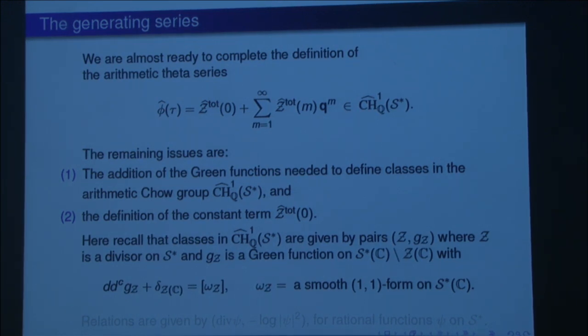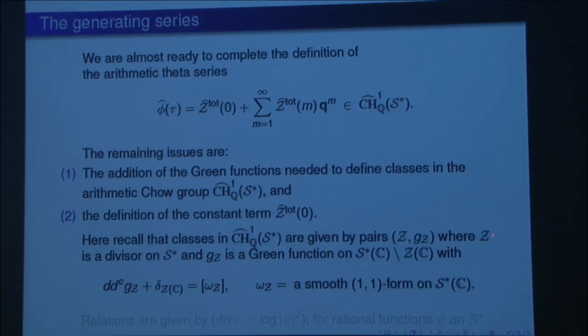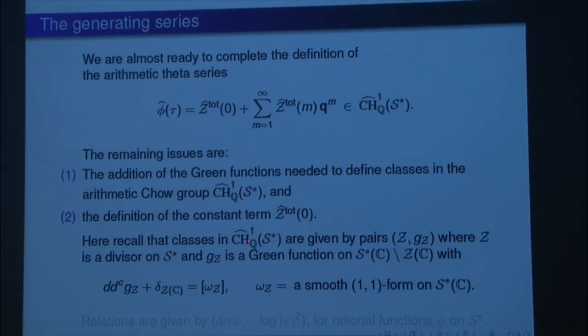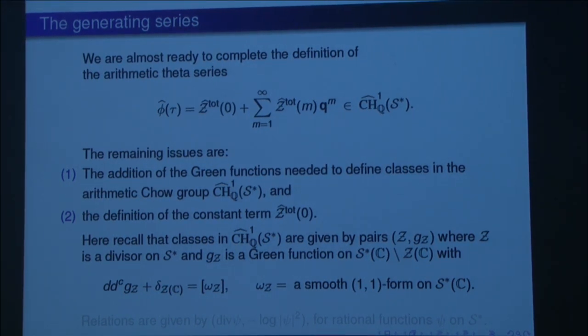And here I'm just reminding you of what it is that I have to do in order to pass from an actual divisor on S star to a class in the Chow group. I need to equip it with a Green's function, which satisfies this Green's equation here. And I'm doing this in the Gillet-Soulé style, so I'm not being careful about a harmonic representative and everything here. You just take anything you get on the right-hand side here. Later on, there'll be some specific choices made. And anyway, the relations are given by taking rational functions on S, looking at their divisors on the scheme S, and then taking minus log absolute value squared of that meromorphic function. So those are the relations.